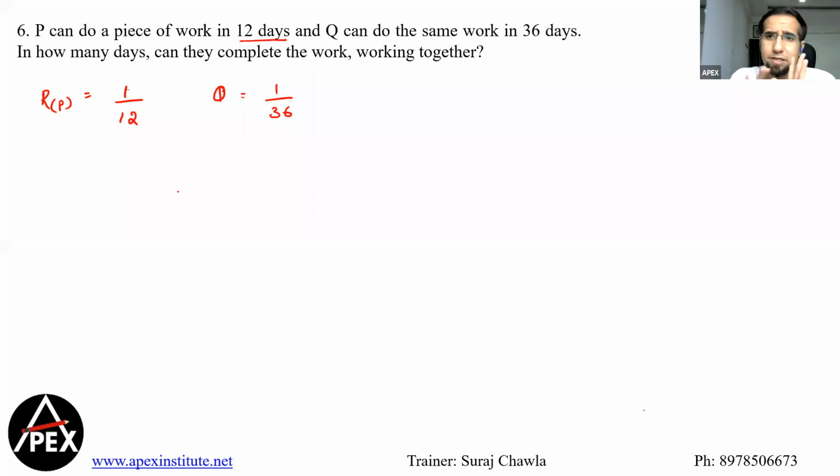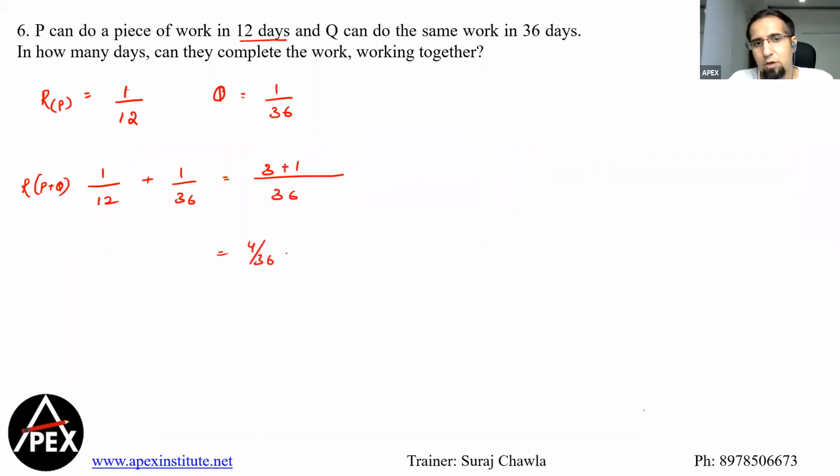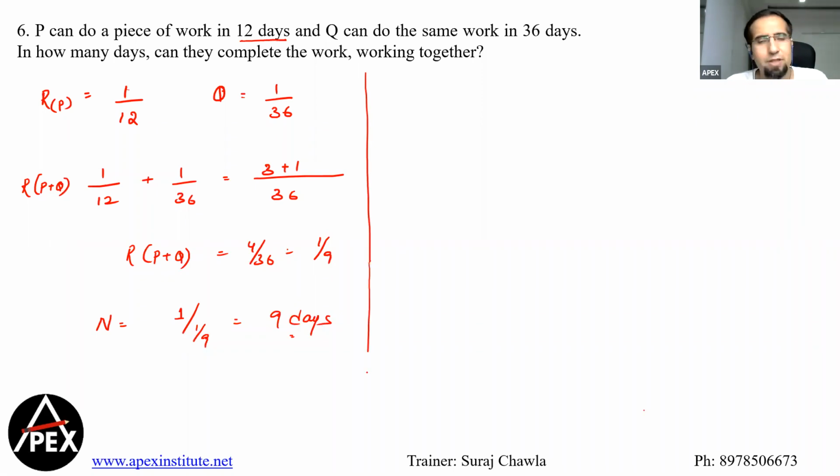Now we cannot add 12 and 36, therefore we are going with per day's work. So 1/12 plus 1/36 is both together in 1 day, that is the efficiency of P plus Q. That's going to be 3 plus 1, which gives me 4/36 or 1/9. If the efficiency of P plus Q is 1/9, the number of days is total work by efficiency. That will be 9 days. Clear, guys? Now this is the fraction method, but I would not recommend it in the examination.